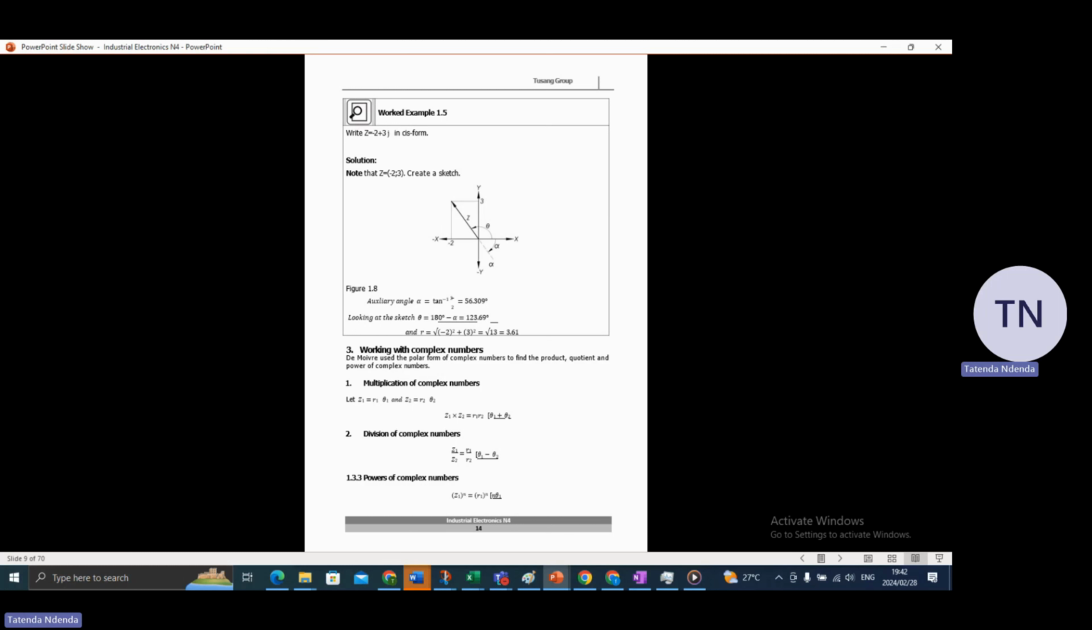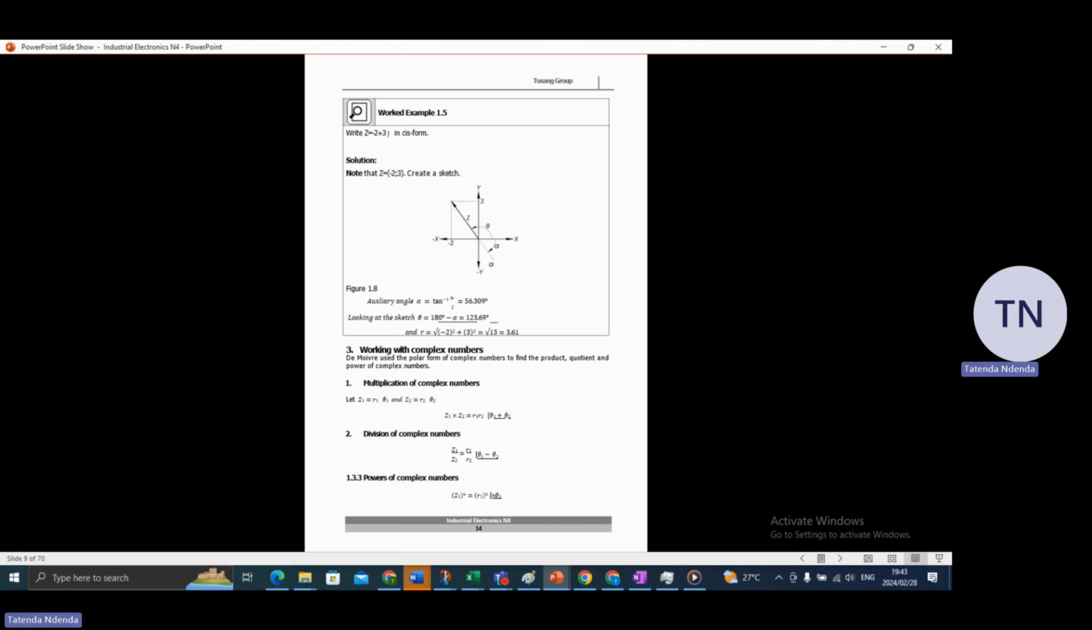But now to get the r, it's going to be equivalent to -2 squared. You can even use 2 squared because we are dealing with units. So it's going to be -2 squared plus 3 squared. Then you're going to get root of 13, which is equals to 3.61.